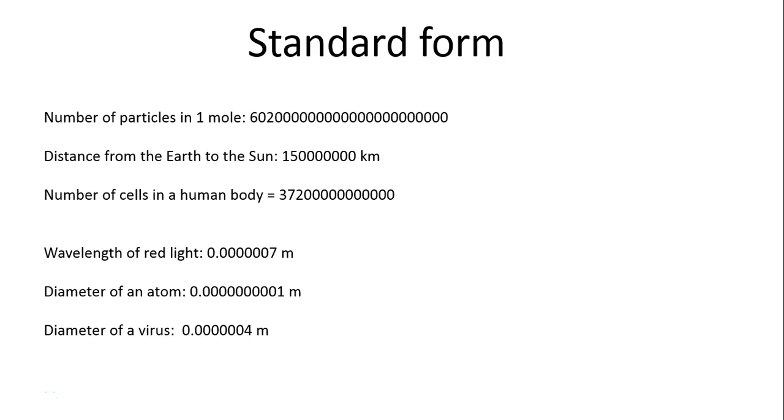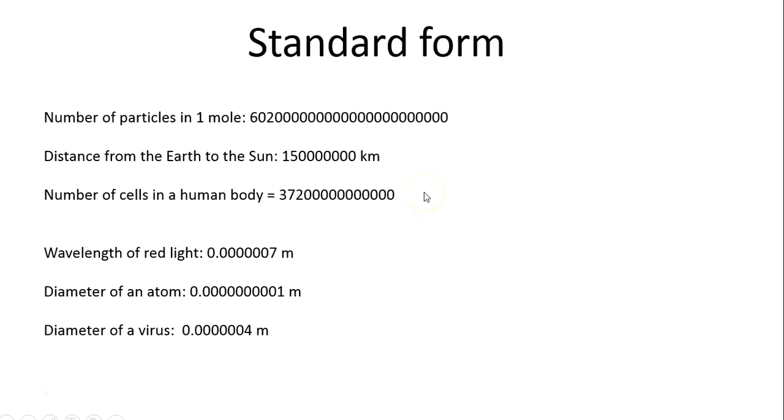This video is on standard form, which is a method of writing very large or very small numbers. So here we have lots of large numbers that you come across in science. For example, a mole is a number in chemistry where if you have a mole of a substance, it will weigh its relative atomic mass in grams. The distance from the Earth to the Sun is this large number here, and the number of cells in the human body is also an extremely large number.